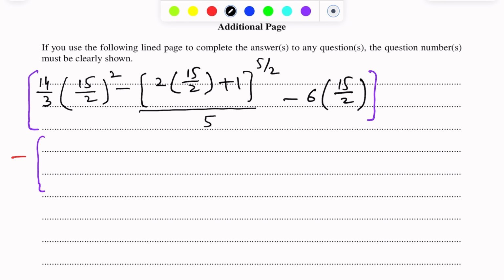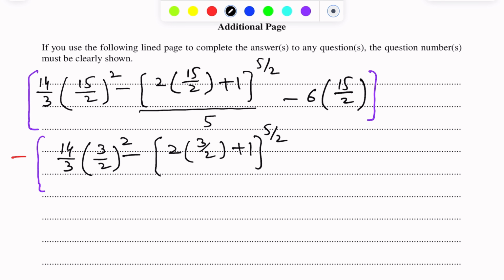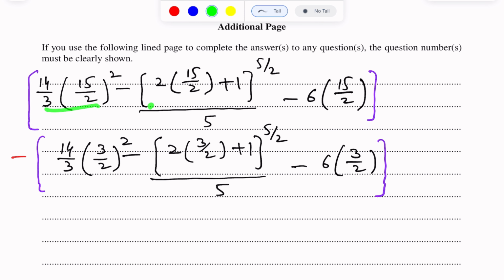So it will be 14 over 3, in place of x we are putting 3 over 2, squared, minus (2 into 3 over 2 plus 1) whole power 5 over 2 divided by 5, minus 6 into 3 over 2. We have applied the limits. Now we will simplify these terms and we'll get the answer.